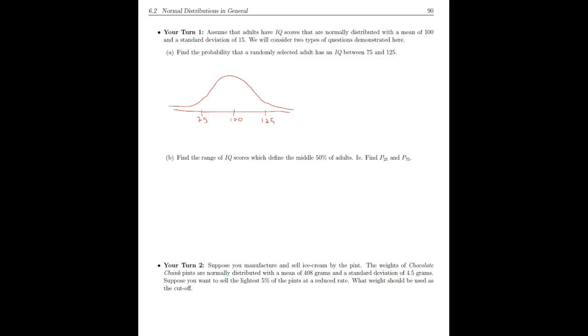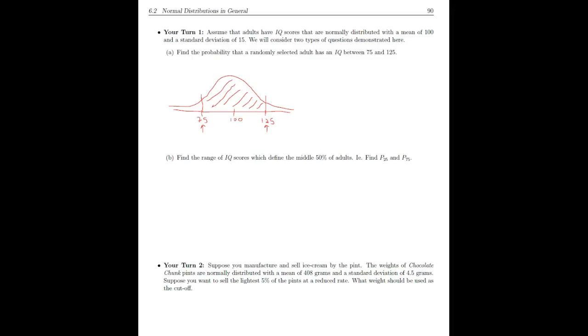You don't have to be too accurate about where you put these. Just make sure they're relative. You know, the 75 is below the 100 and the 125 is above the 100, of course. So now we're going to chop our curve off here, and what we're trying to find is this probability in the middle. So we found last section that the way you find probability between two z-scores is you find the area to the left of this z-score, and the area to the left of this z-score, and you subtract them. So we're going to go ahead and do that.